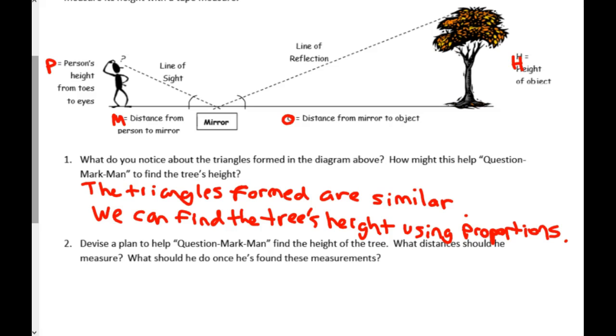So we need to devise a plan to help question mark man find the height of the tree. What distances should he measure? What three things do we need to know so we can figure out the height? First of all, he needs to know his own height to his eyeballs. You probably know how tall you are, but that's not the same thing as to your eyes. So he needs to figure out height from toes to eyes. He also needs to know the distance to the mirror, and the distance from the mirror to the object. If he can find those three distances, then he can figure out H using proportions.